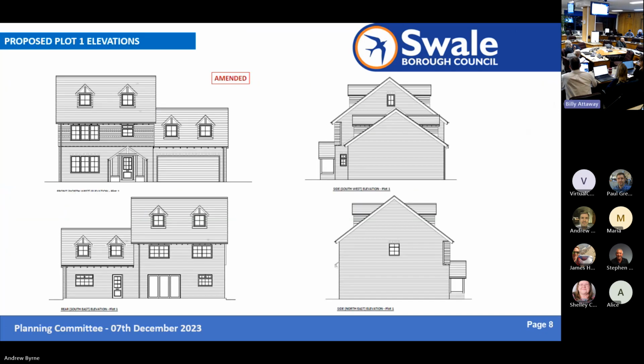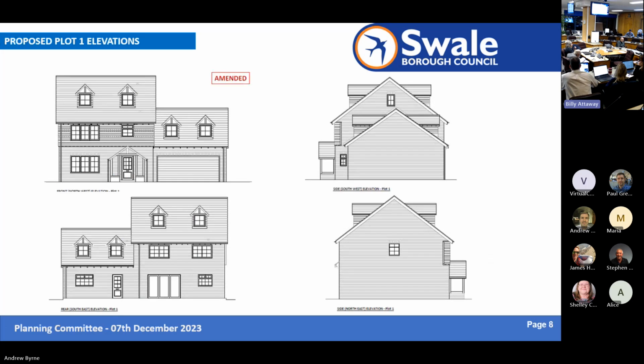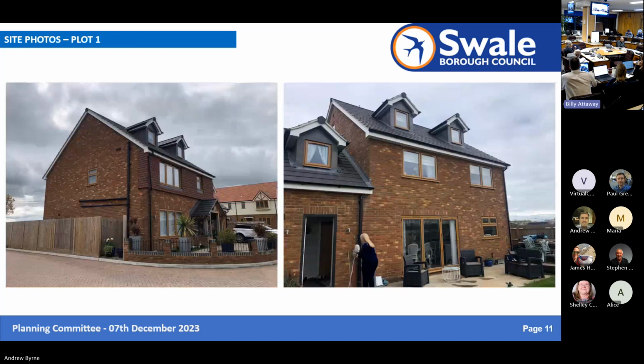So in that respect, there's no change between the plans that are in front of members now and the original plans. So this application is essentially for change to the roof, barn hip to gable, slight widening of the porch, and some very minor changes to the windows. The second change is to a footway.